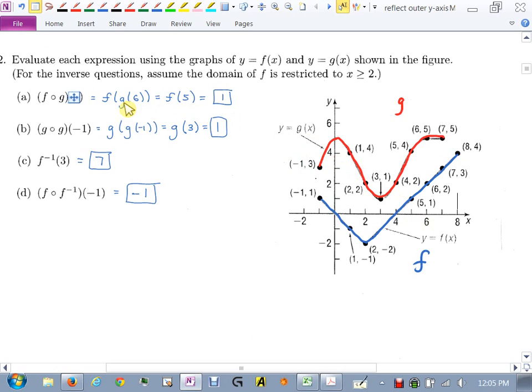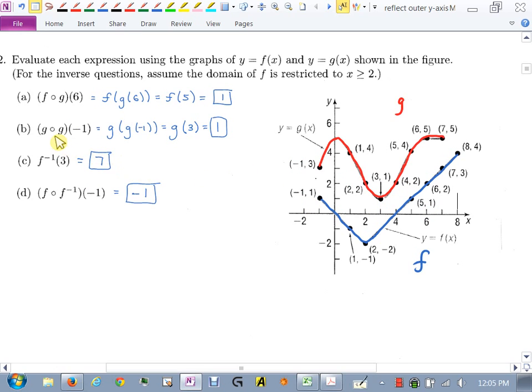The answer from this 5 is now going into F. So just forget that G was even there. Just plug 5 into F, and what do you get? 1. Got it? This is like one of those light bulb problems. It's like on or off. Once you see it, it's there. Until you see it, it's black darkness.